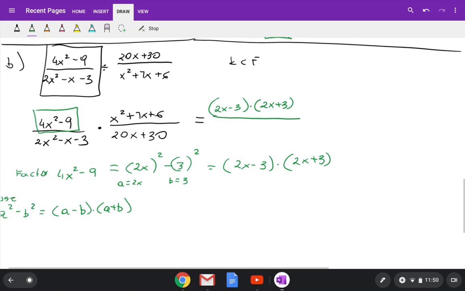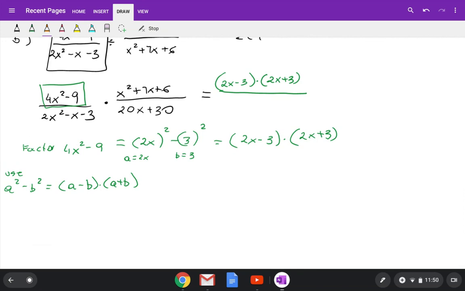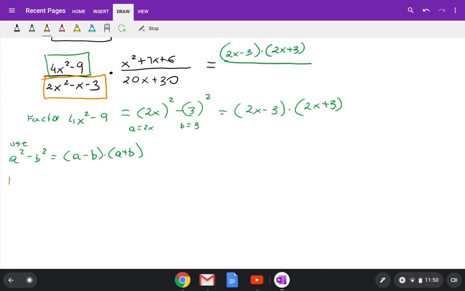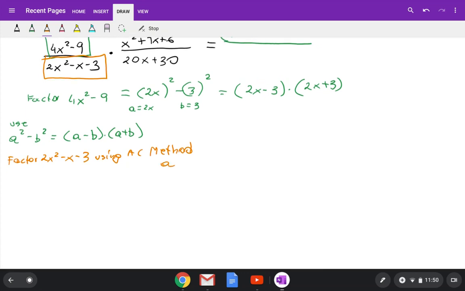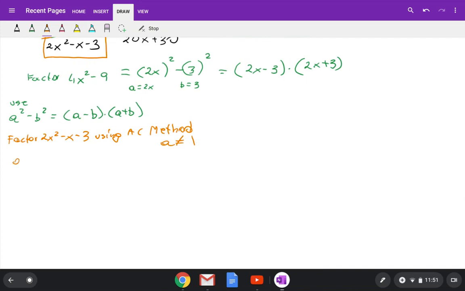over. Now, let's take care of the quadratic. Factor 2x squared minus x minus 3 using the AC method. So here watch out, because your leading coefficient A is not equal to 1. So we'll need to do a little more work here. So A is equal to 2, B is equal to -1, C is equal to -3.